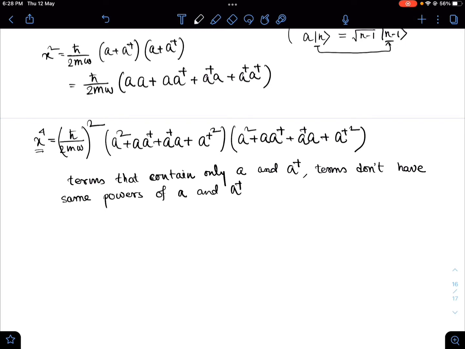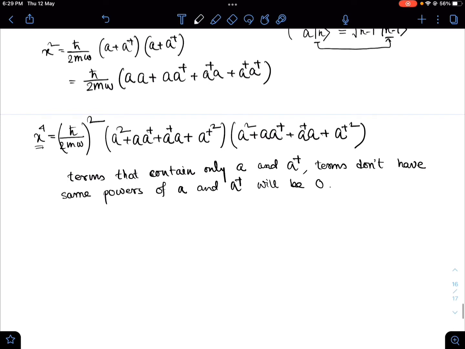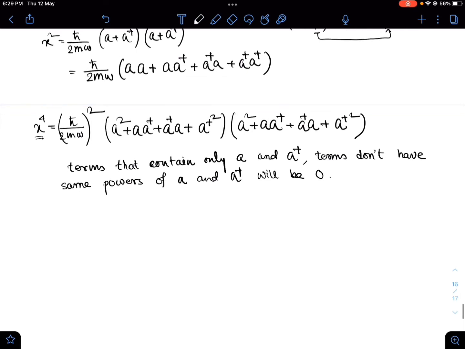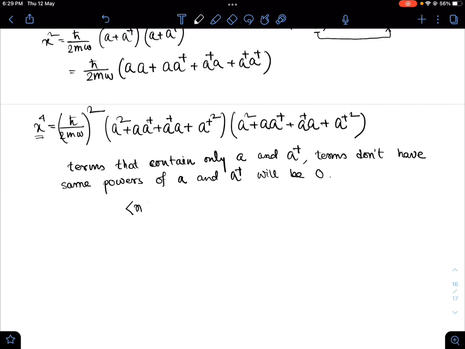So these terms you have to notice. So these terms will be 0. So let me give you an example, so it will be clear. Suppose we have this term n a to the power 4 n.